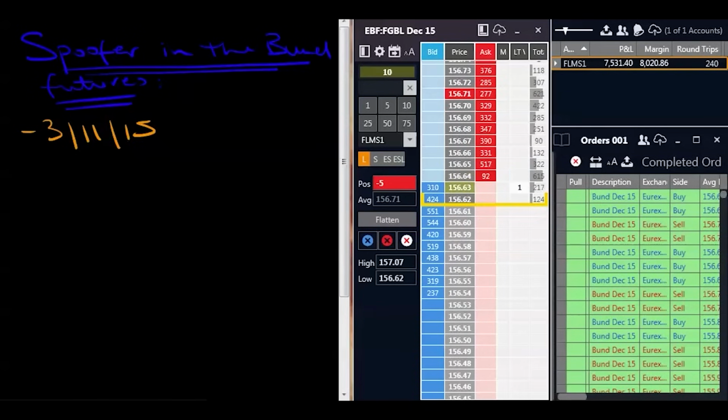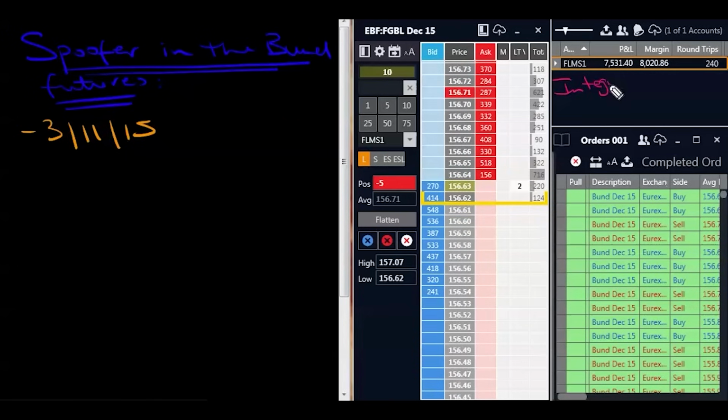But the most important thing here, just to go through this again, is the fact that he's moving around and gaming. So anyone that's got integrity, so an integrity bid would have stayed there.